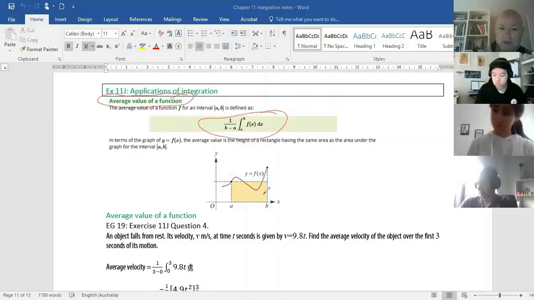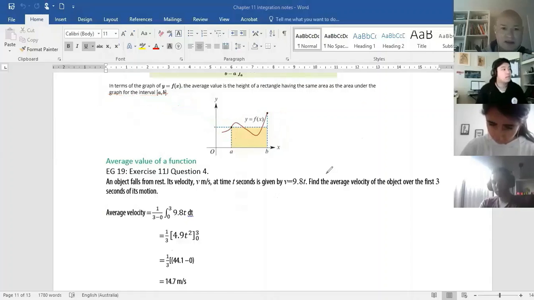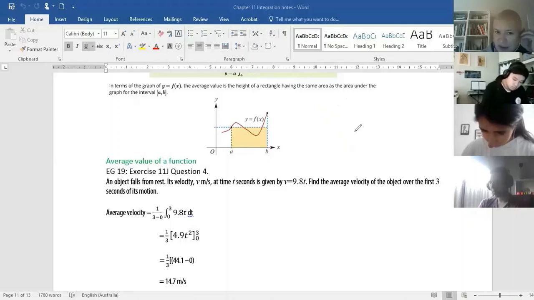So here's an example. Let me clear this. This is exercise 11J question 4. It says, an object falls from rest, its velocity v meters per second at time t seconds is given by this rule. Now, those of you who do physics, you'll recognise that rule anyway.